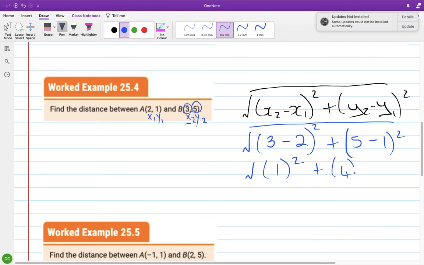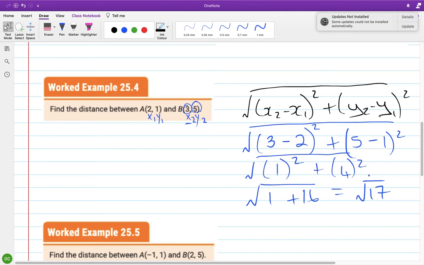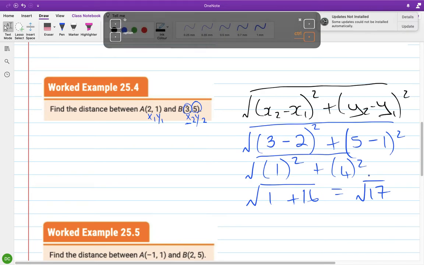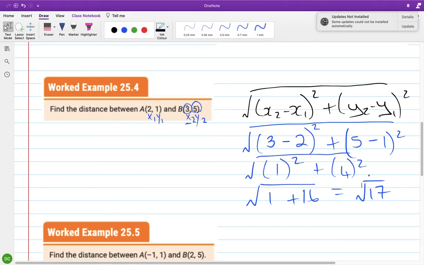And 5 minus 1 is 4 squared. Then we have 1 squared is 1 and 4 squared is 16. So that's going to be the square root of 17. So if it's a square root that works out, you normally do work it out. And the square root of 17 is not going to give you a whole number, so just leave it as the square root of 17. And if I do the square root of 17, just to give you an idea, I get 4.1. So there is 4.1 units between point A and point B.